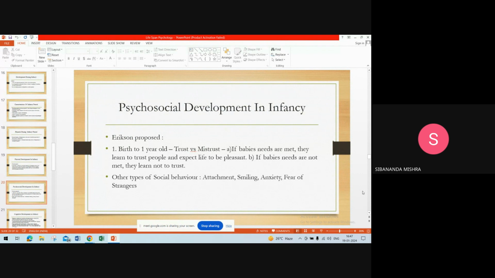Trust versus mistrust. If a baby's needs are met, they learn to trust people. Many times, babies are neglected. Mothers will not be there, or anybody will not be there. So babies feel it is difficult, and they cannot trust. If babies' needs are met, they learn to trust people and expect life to be pleasant. If babies' needs are not met, they learn not to trust.